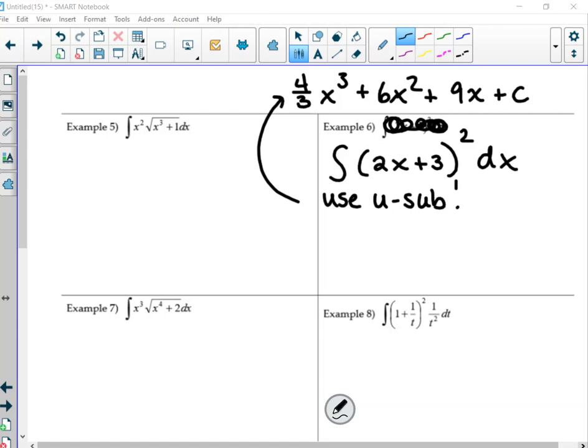X cubed plus 6x squared plus c. Oh, I can't. We'll just leave the c off. Okay.